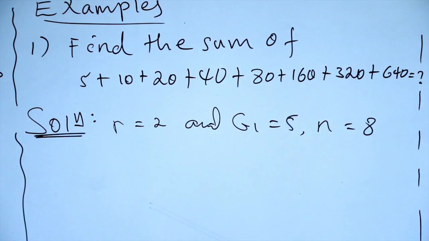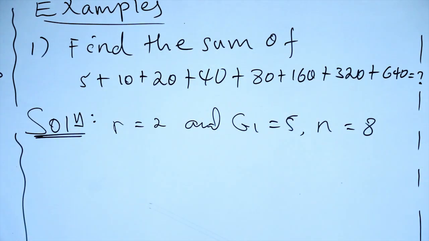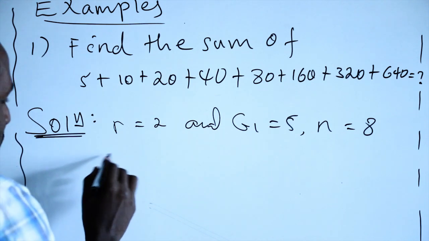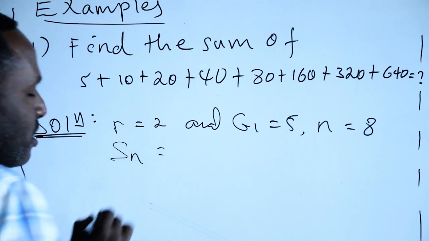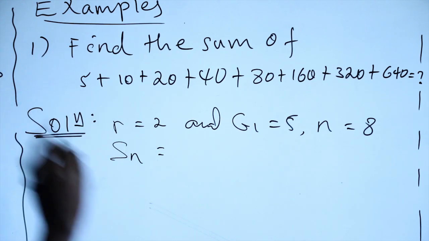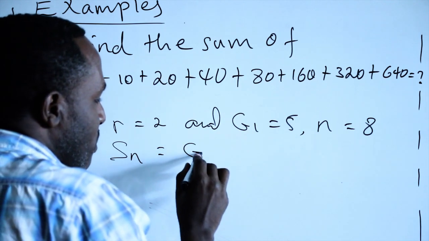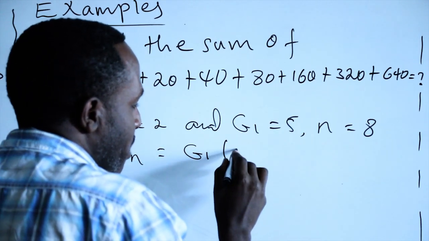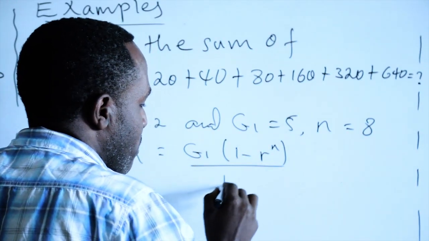Look. So what we need to show is the sum of all this in a simple way. So we can say the formula is Sn. Sn is calculated as the sum of the partial sums of the geometric sequence, which can be calculated by the first term G1 multiplied by 1 minus r to the power of n over 1 minus r.